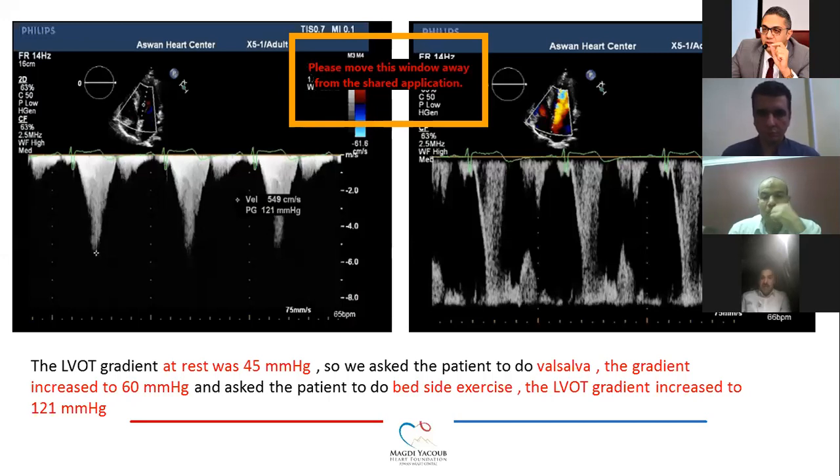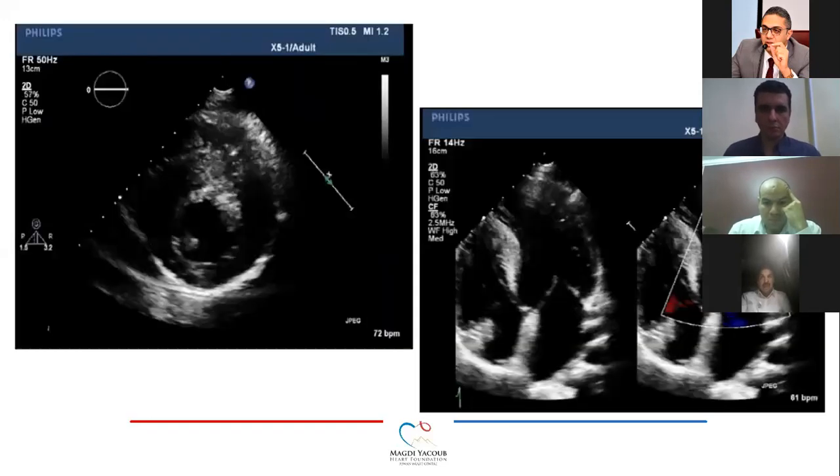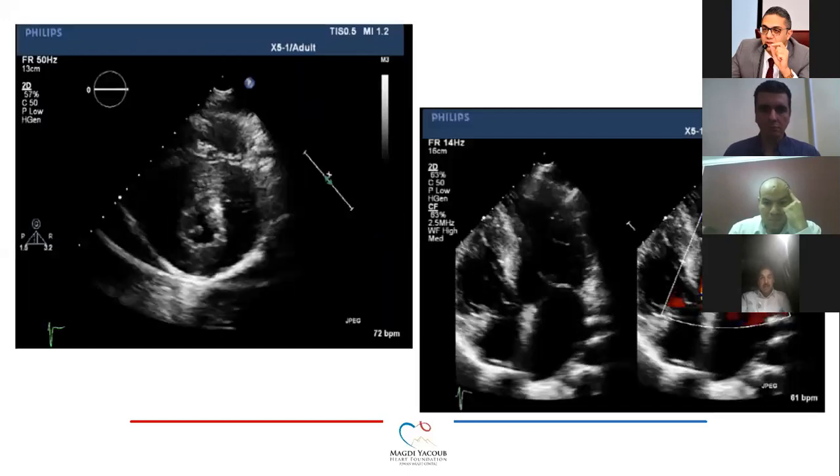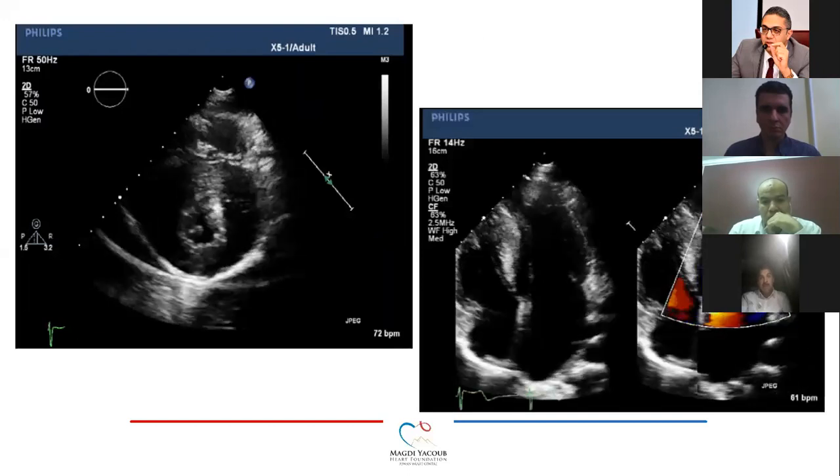Another caveat in echo is the right ventricle. We should analyze the right ventricle very carefully. In a good proportion of patients, we will find hypertrophy of the right ventricle. In another good proportion, we will find obstruction of the right ventricular outflow tract, and some need correction during surgery.